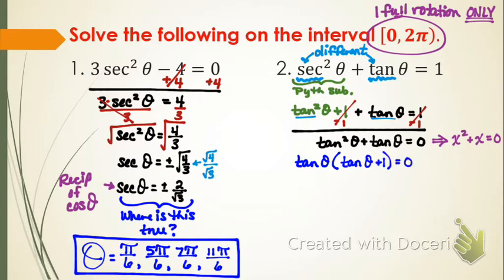is equal to 0. Once I get something into factored form, what do I want to do with each of those factors? Set them equal to 0. So tangent of theta equals 0. Tangent of theta plus 1 equals 0. Where is this true?